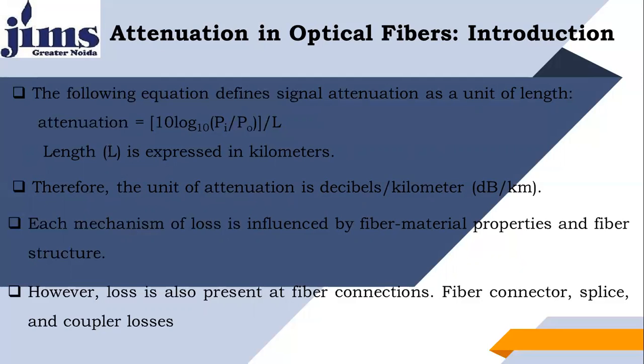Signal attenuation is always measured in dB per kilometer, right? Attenuation is 10 log to the base 10 of input power upon output power, divided by the length of the fiber, so it comes to be dB per kilometer. This length is in kilometers. Attenuation is always measured per unit length, maybe kilometer or maybe meter. When you take L as a kilometer, it comes out to be dB per kilometer. If you take L as a meter, then it comes out to be dB per meter. Therefore, the unit of attenuation is decibel per kilometer.